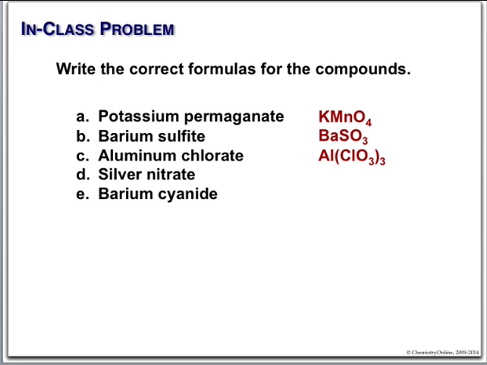Silver nitrate. Silver is actually a transition metal, but it's one of the few, silver and gold, that really only carry 1 charge, and they're both +1. So you don't have to indicate the charge on silver. It's always 1. Nitrate, we remember, was a parent. It's NO3 with a single negative charge.